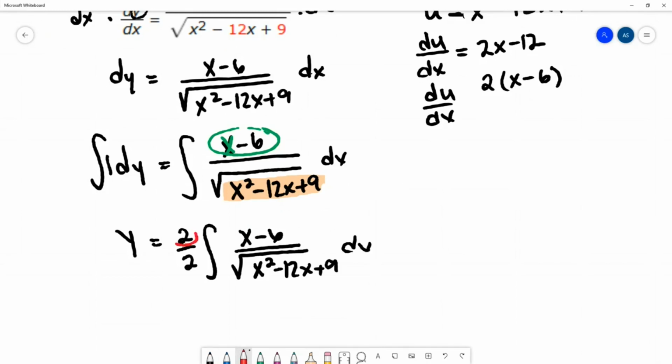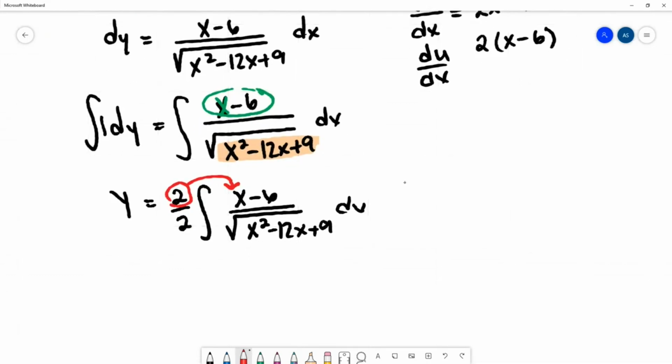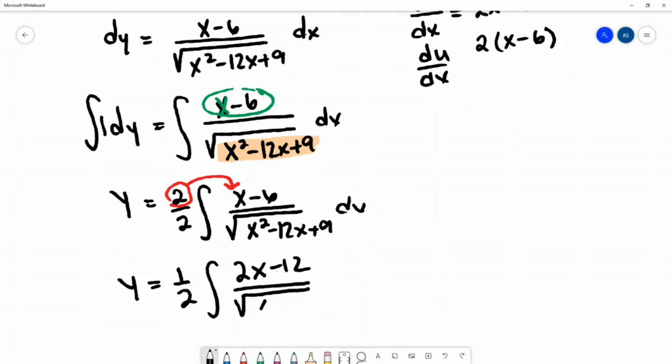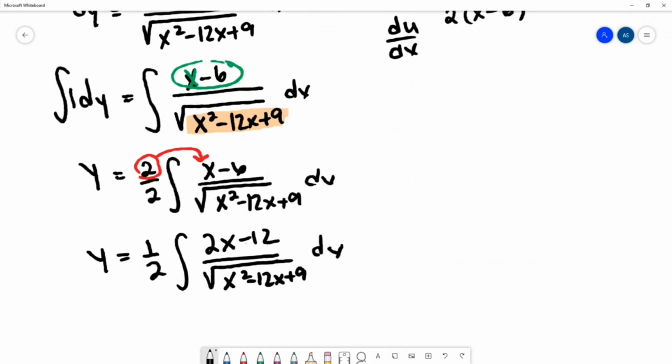So I was missing that 2, but I'm going to resolve that by multiplying by a form of 1. Okay, so now I'll bring in the 2, and this is going to be y equals 1/2 the integral of, when I multiply by that 2, it becomes 2x minus 12 over the square root of x squared minus 12x plus 9 dx. So now I've got it in the proper format for this to work.